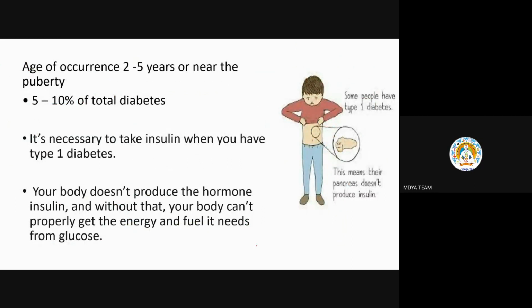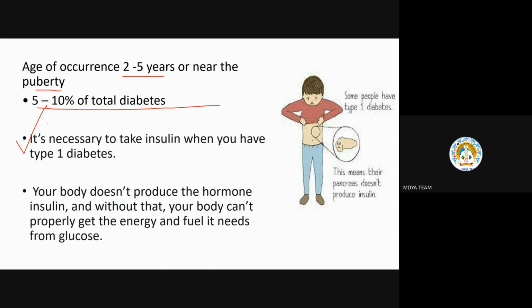Now next, the age of occurrence is 2 to 5 years in small children. As I told you, juvenile is a word related to the young, so small children or near puberty. It is 5 to 10% of the total diabetes problem. It is necessary to take insulin when you have type 1 diabetes. Therefore, people have to be given insulin from outside. That is the condition in type 1 diabetes.